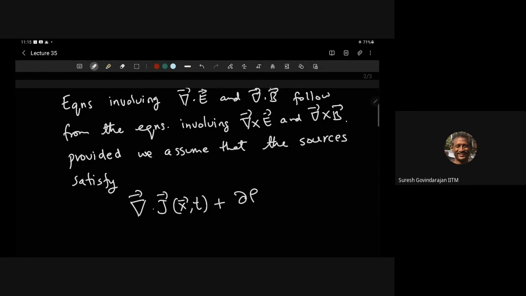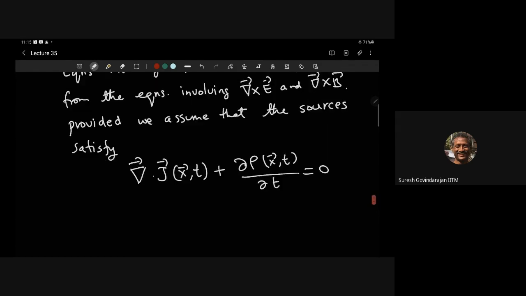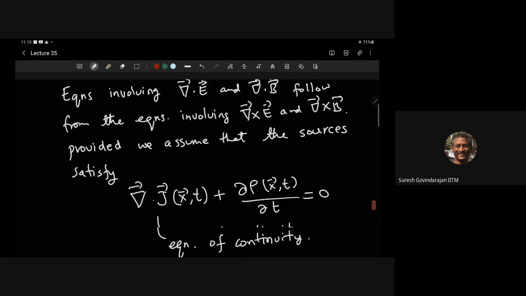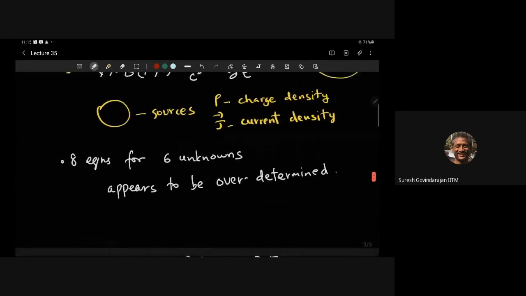Usually I should write it the other way, first d rho by dt, but I wrote it this way. Doesn't matter. So what is this called? This is the continuity equation. Exactly. So it's a consistency condition. I will ask you to check this, and I'll only give the hint.